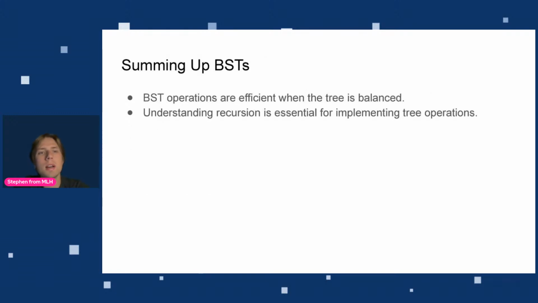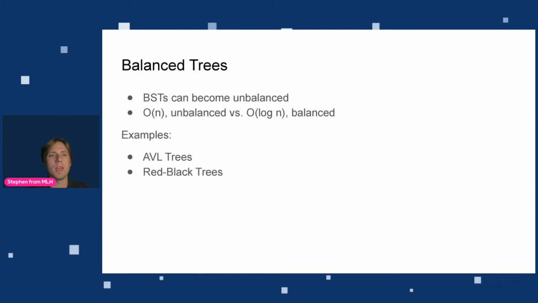All right, so BST operations are efficient when the tree is balanced. So you can understand now that recursion is essential to implement these tree operations. Okay, and we can now talk about what happens when a BST becomes unbalanced. So it is possible to have an unbalanced tree, but it degrades the performance to O(n). And that's why we always want a balanced tree.